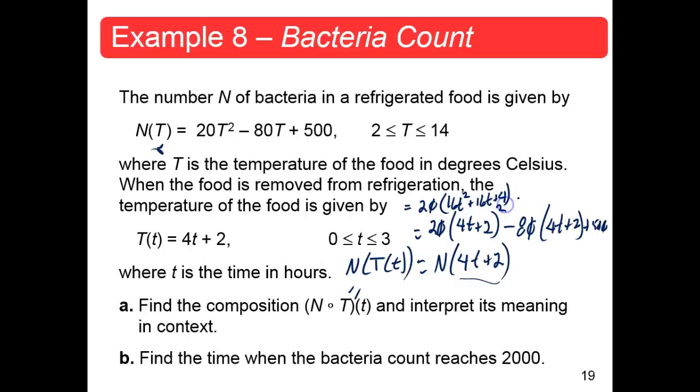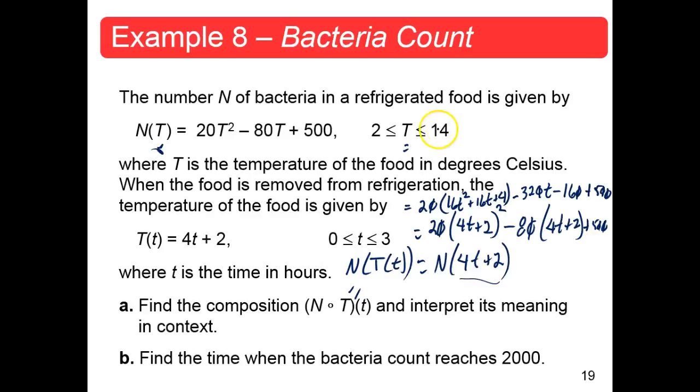Okay? And then we can go on and do this one if you want to. What's that going to be? Minus 320t, right? Okay. Next. And, minus 160 plus 500. All right. Let's clear the parentheses here.